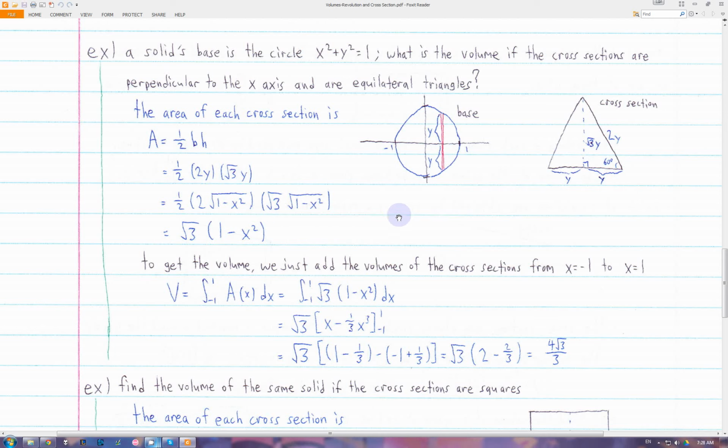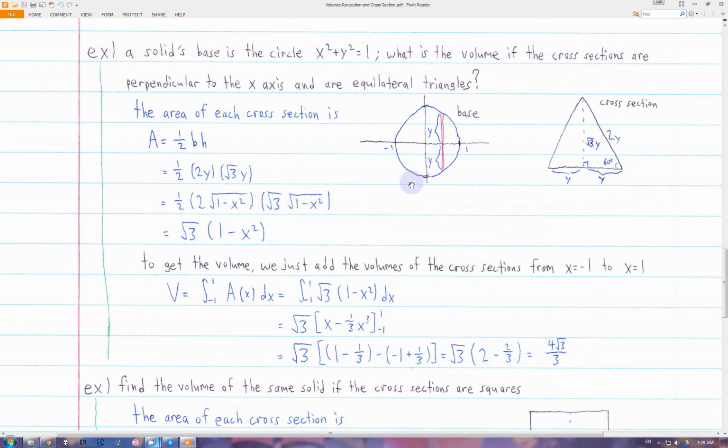So for non-solids of revolution, finding the cross-sectional area to use in the integral formula is a little harder. Say we have a solid that has the base of the circle x squared plus y squared equals 1. And we want to know what the volume of the solid will be if the cross-sections are perpendicular to the x-axis and are equilateral triangles.